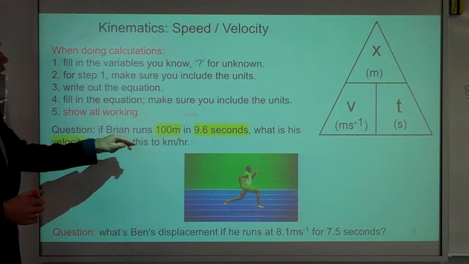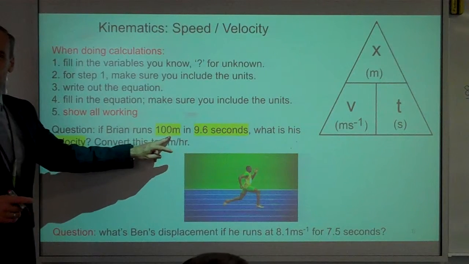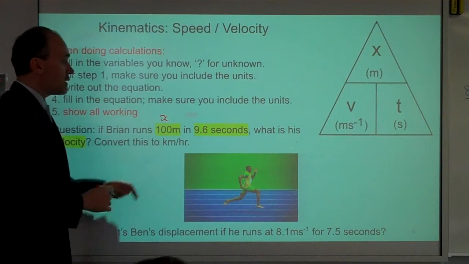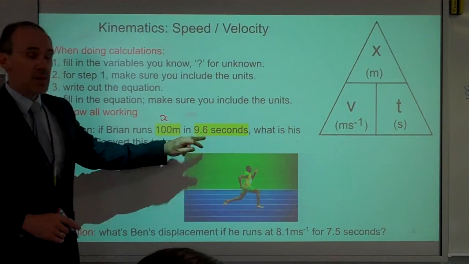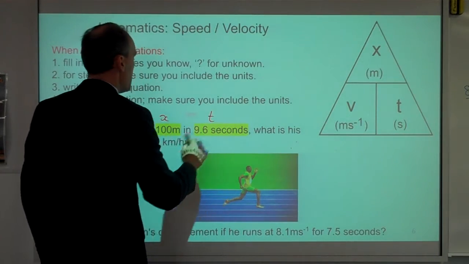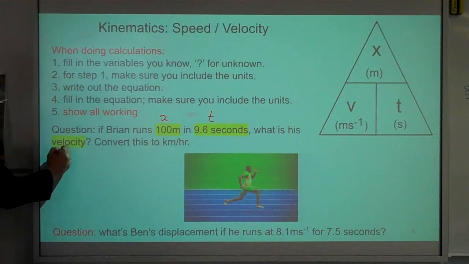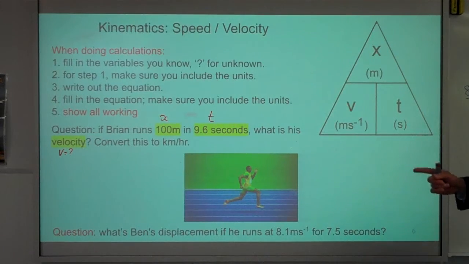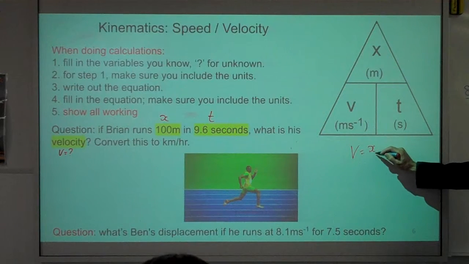Okay, if Brian runs 100 metres, metres is a measure of what? We'll say displacement. We'll get into that idea, and that's the x value. In 9.6 seconds, seconds is a measure of what? Time. So that's our t value. So I've got given x and t. What is his velocity? Well, that's pretty easy. That's v equals question mark. So we're trying to find velocity. What formula do I use to find velocity? V is equal to x divided by t.